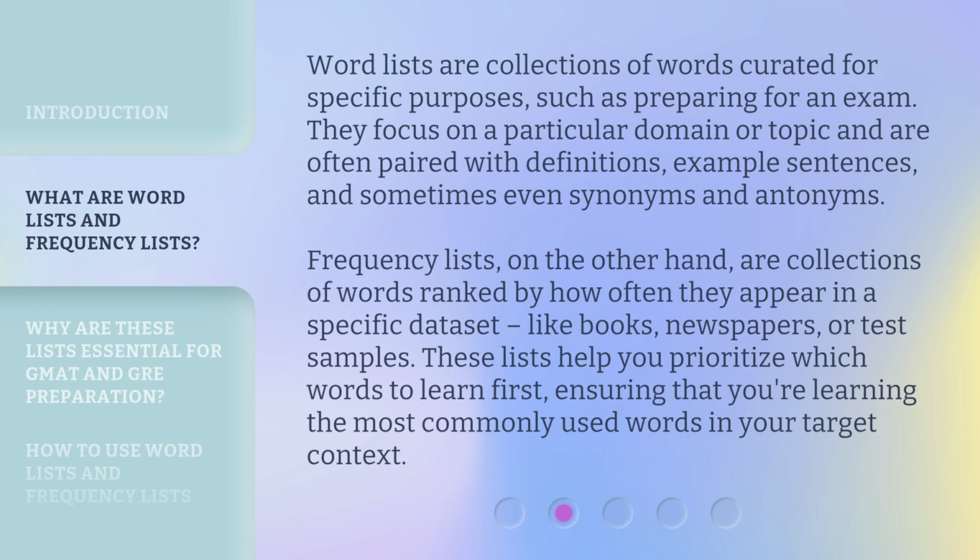Word lists are collections of words curated for specific purposes, such as preparing for an exam. They focus on a particular domain or topic and are often paired with definitions, example sentences, and sometimes even synonyms and antonyms. Frequency lists, on the other hand, are collections of words ranked by how often they appear in a specific dataset, like books, newspapers, or test samples. These lists help you prioritize which words to learn first, ensuring that you're learning the most commonly used words in your target context.